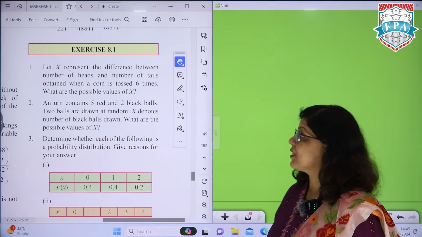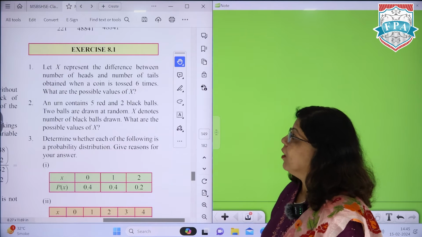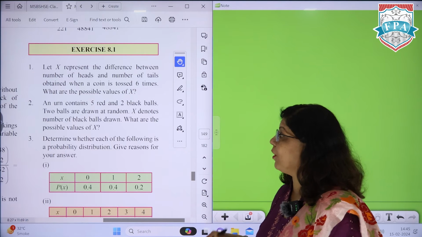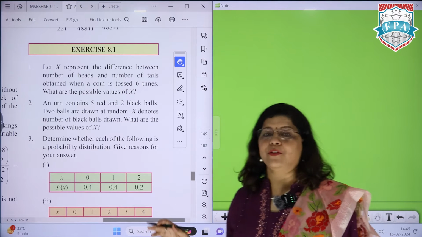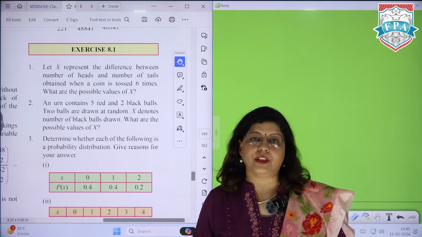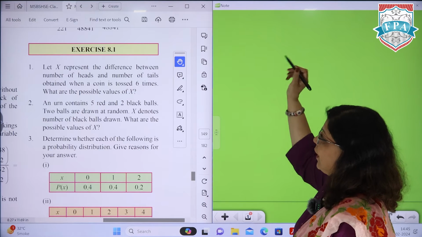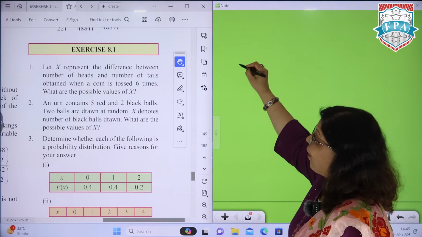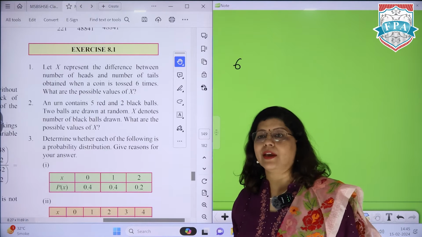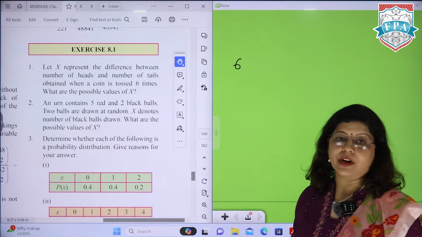So to understand it more, let's do some questions. Now let's see the first exercise to get the clear picture of the chapter. Let x represent the difference between the number of heads and number of tails obtained when a coin is tossed 6 times. What are the possible values of x? Now यहाँ ये x आपका random variable है, and we have to calculate the possible values of that random variable x. When the trials are 6 times, 6 times में maximum क्या हो सकता है? All the values are heads या all the values are tails.